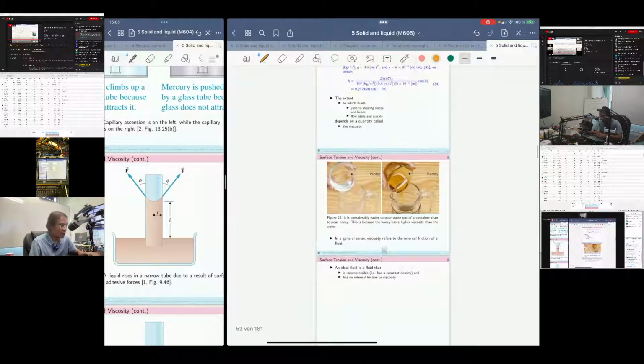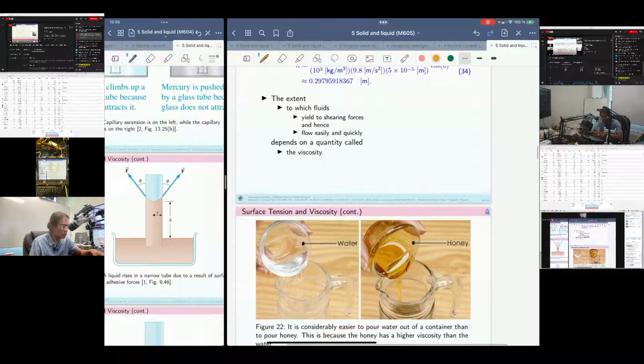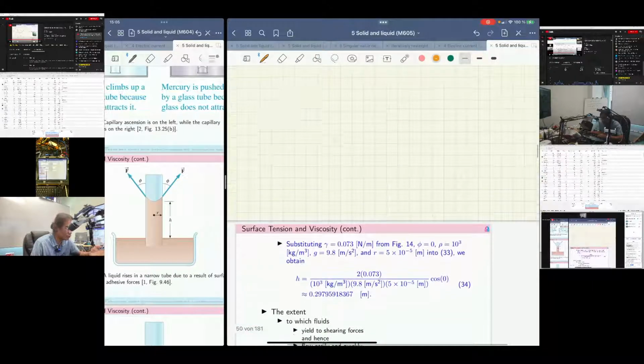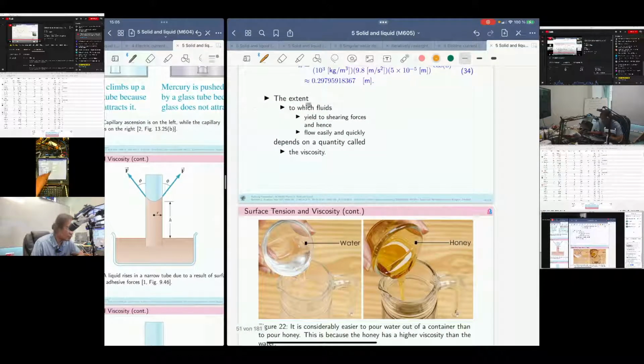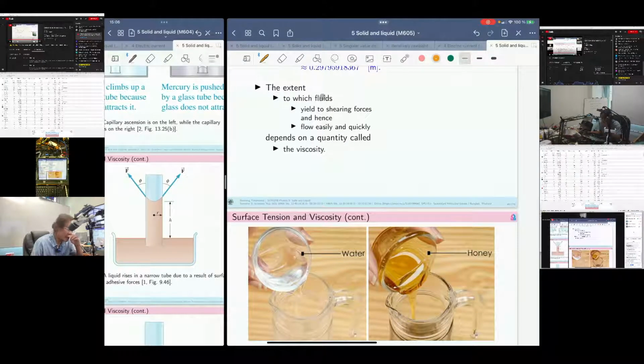Okay. Yeah. Now we arrive at a different next topic, right? Surface tension has been considered before, right? And now we arrive at the second term, which is viscosity. Viscosity is the following. Let's get into the meaning of viscosity. The extent, the amount or the quantity to which fluids yield to shearing forces, and hence flow easily and quickly, depends on a quantity called the viscosity.